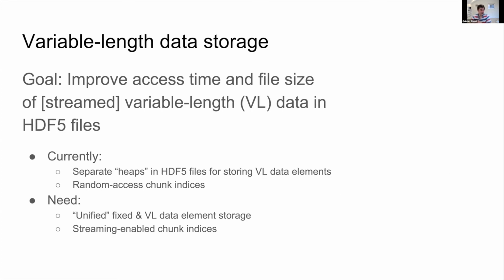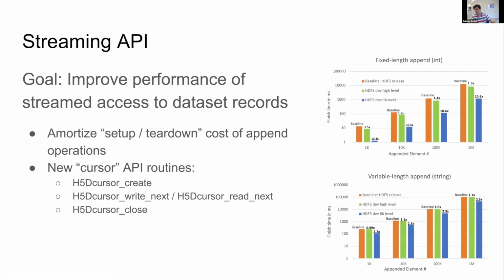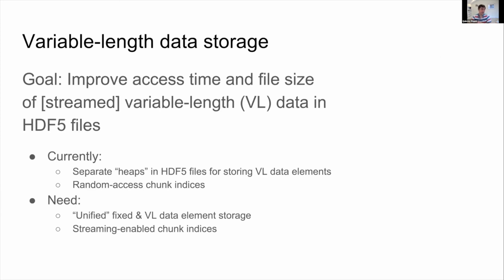Finally, variable length storage in HDF5. You could see from the previous slide that that's roughly 4 times slower to get to a variable length piece of data, a string, a simple record in HDF5. We'd really like to see that improve both in terms of access time and file size. It's not terribly efficient right now. It works just fine, but it could certainly improve.